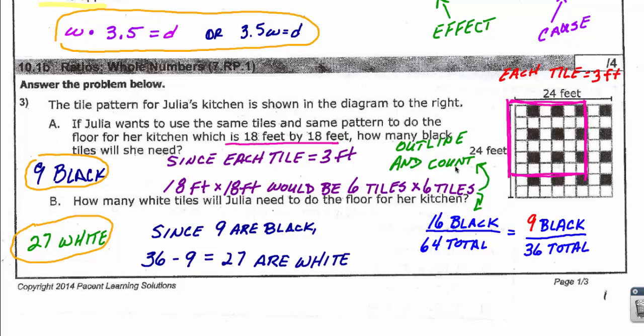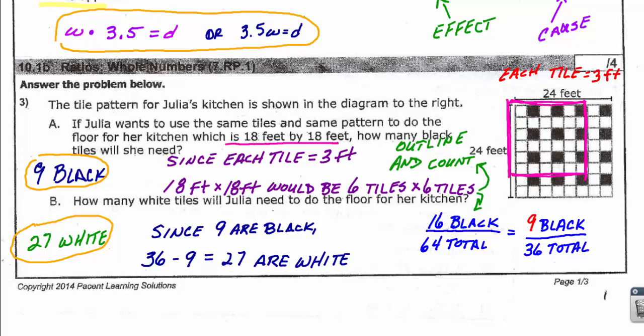Now, another way to look at that is there are 16 black tiles out of 64 total, if we're thinking of this as a ratio. So a 6 by 6 would be 36 total. That would be 9 black tiles. Then to get the white tiles, you just take the 36 that were total, take away the 9 that are black, you get 27 white tiles.